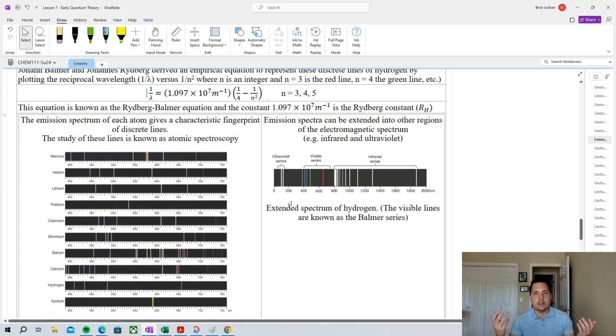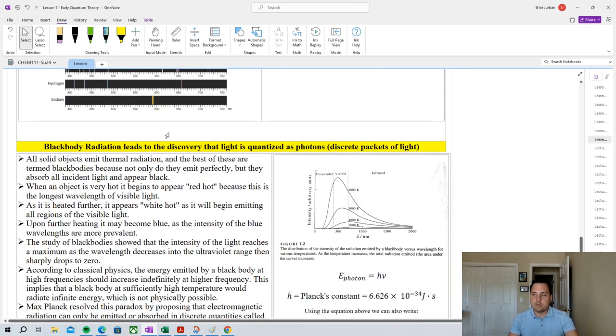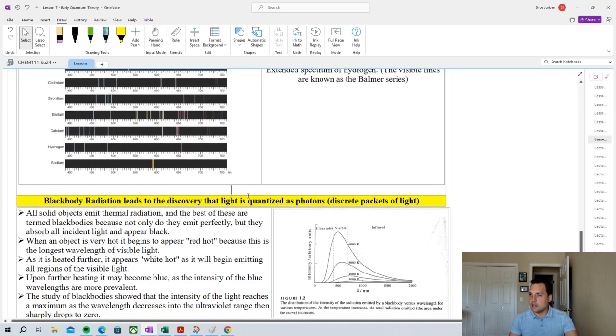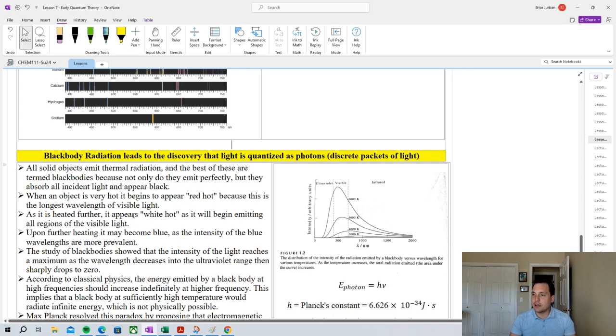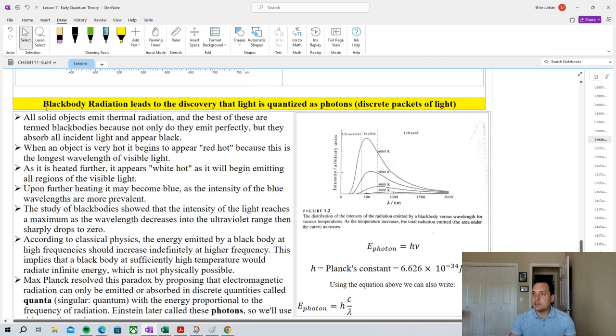Why don't we get a continuous spectrum? Well, that was figured out by Max Planck in 1900 and Albert Einstein in 1905. So let's talk a little bit about the first of these discoveries, which was the study of black body radiation. And then in the next lesson, I'll talk about the photoelectric effect.